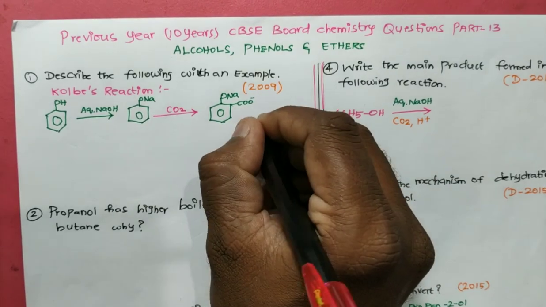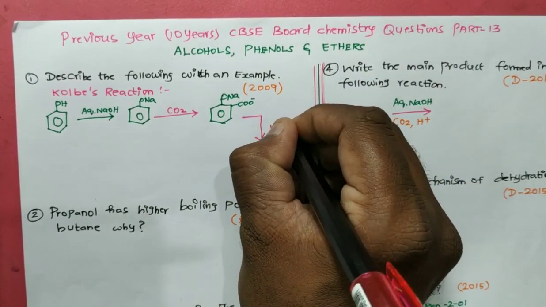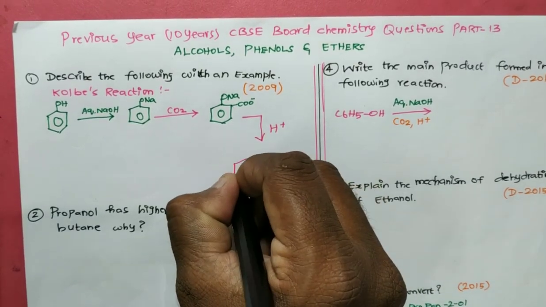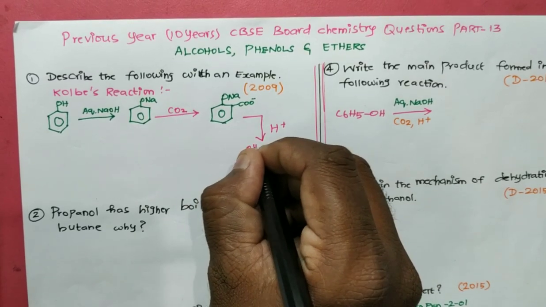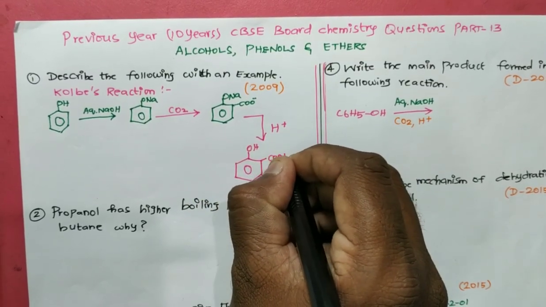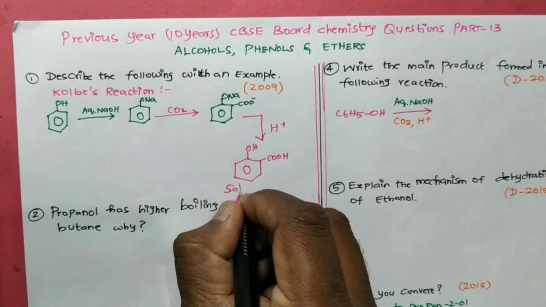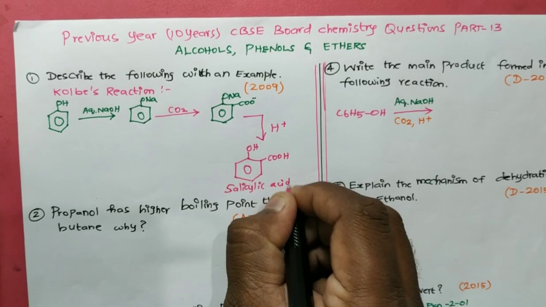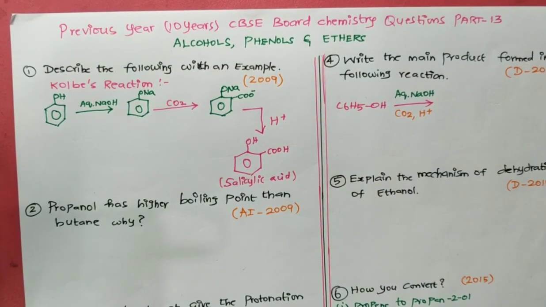If I hydrolyze this with the help of an acid, I'll be getting a product like this. So this is my product. Here OH and here COOH. So here I'm getting salicylic acid. Salicylic acid is my product. Okay, that's all about the first reaction, that is Kolbe's reaction.